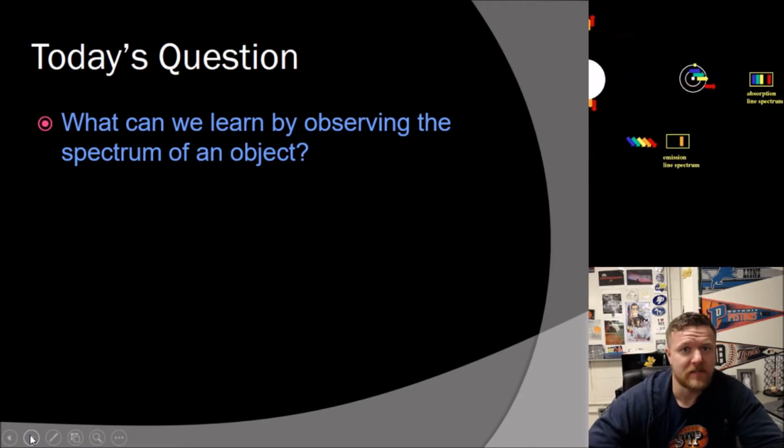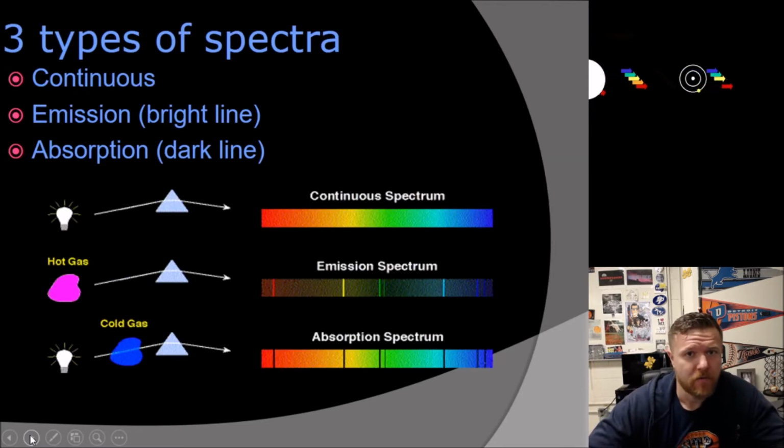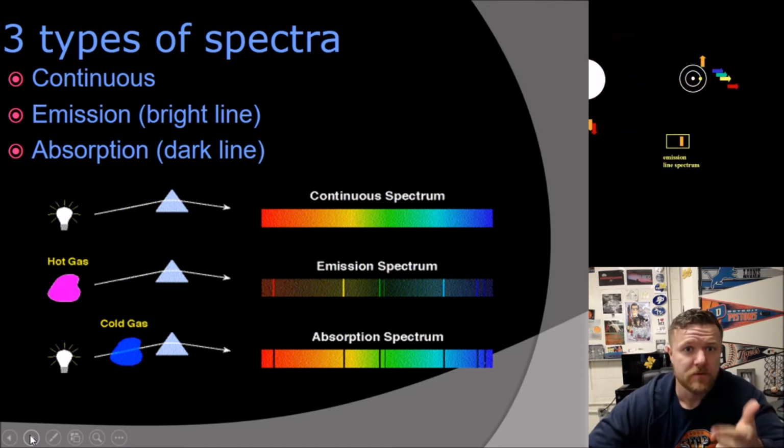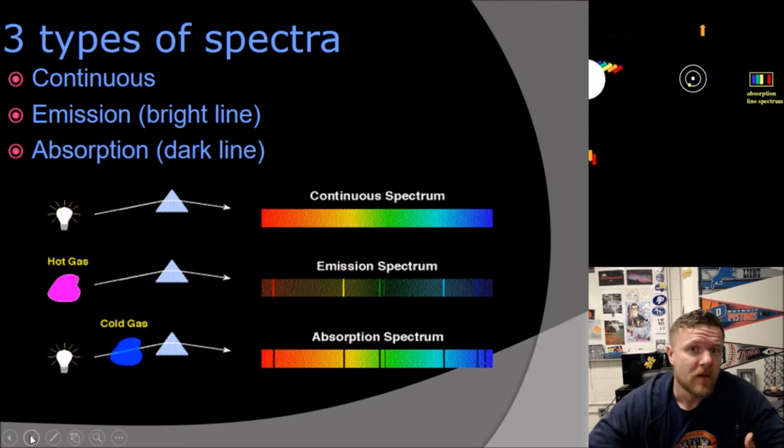Normally we would do this lesson after doing a spectrum analysis lab. However, because we're not in school this year, we're just going to go right into this explanation. First thing that you need to know, there are three types of spectrums. There are a continuous spectrum, an absorption spectrum, and an emission spectrum. They look different, they're caused by different things, but they are all related to each other.